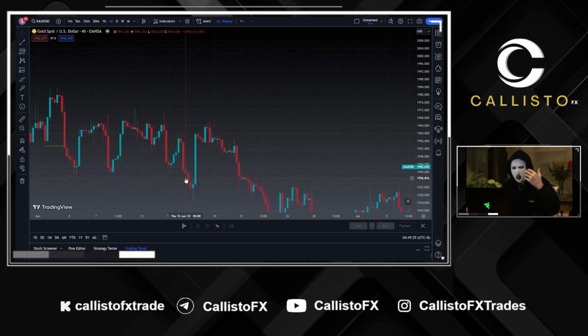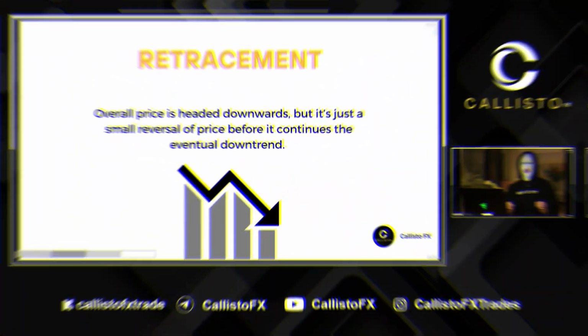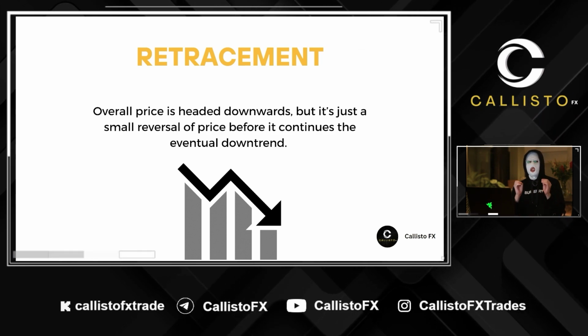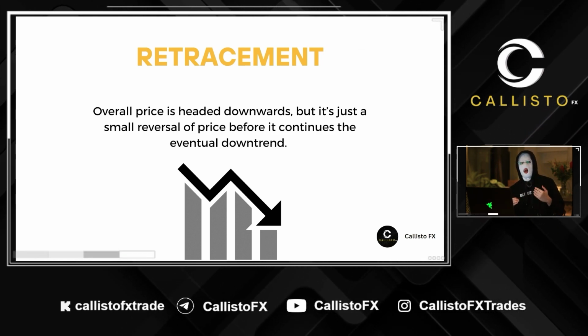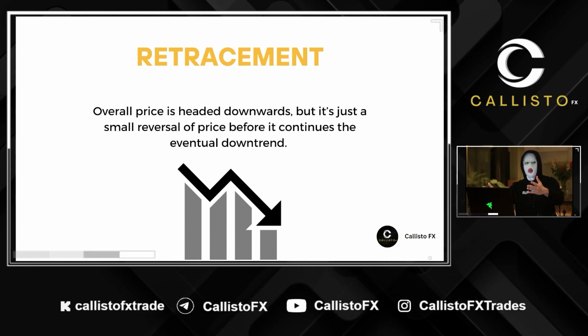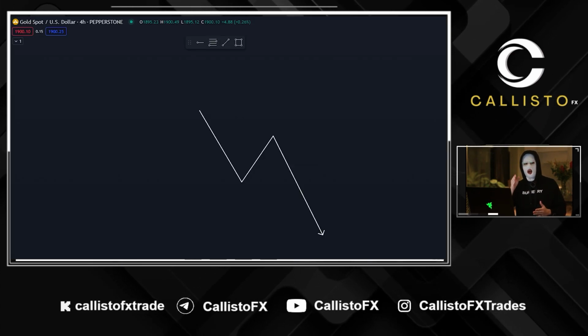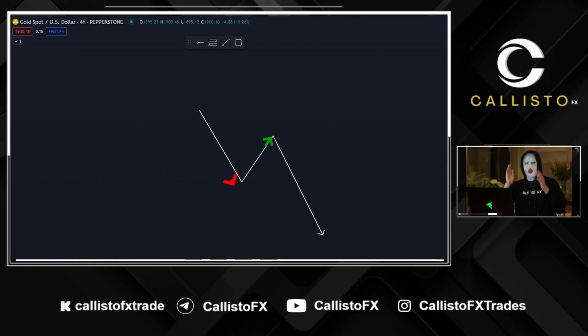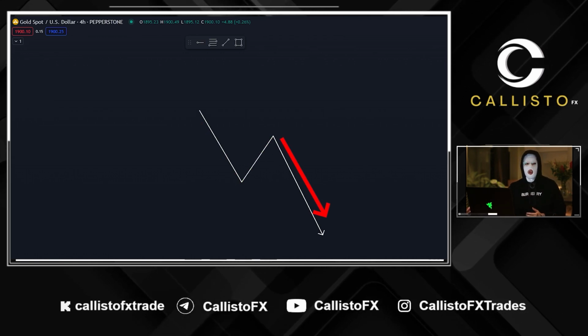Now, why is this the case? This is what we call a retracement. A retracement happens when price is heading in a specific direction but pulls back before continuing in that direction. So in a downtrend, price will go down and then pull back up for a short little bit before heading down again, continuing the downtrend.